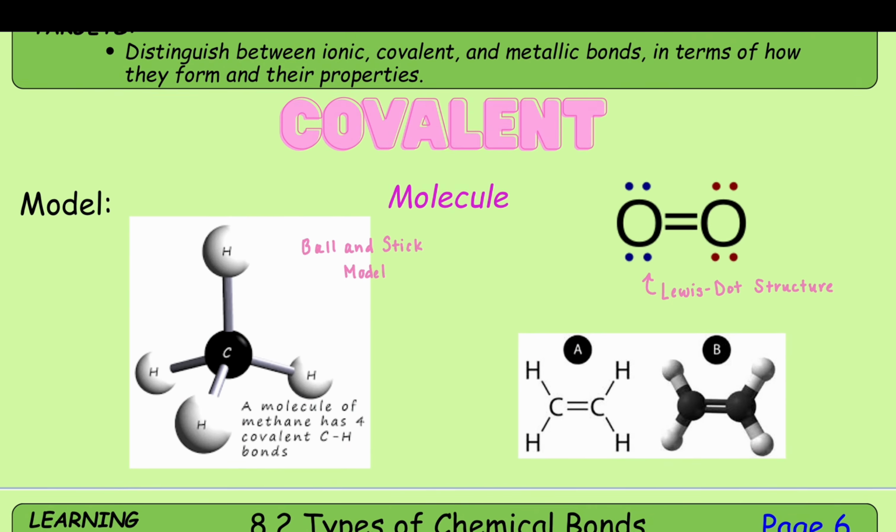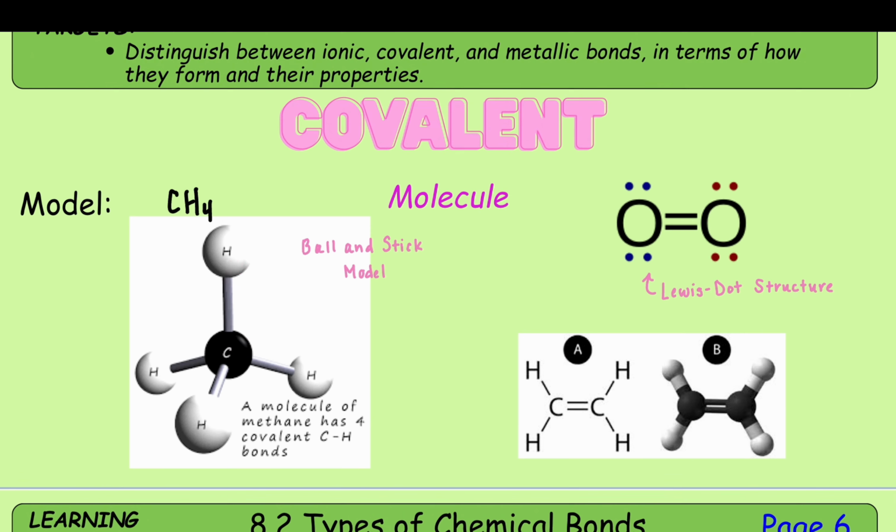So there are a bunch of different models that could represent covalent substances. This one over here is called a ball and stick model. The atoms will be represented by different colored spheres, and the sticks represent the covalent bonds between them. So this is an example of methane. Methane is CH4. The carbon atom is in the center, and there are 4 covalent carbon-hydrogen bonds that make up that molecule.